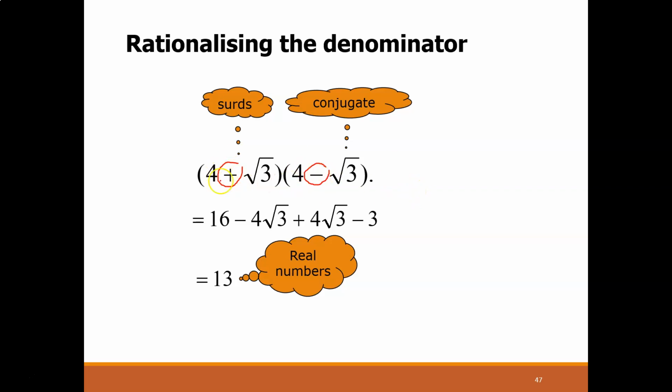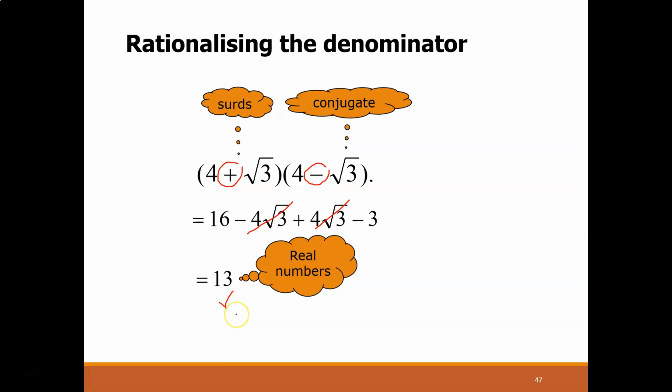So now you can expand it. 4 times 4 you get 16. 4 times negative surd 3 you get this one. Then surd 3 times 4 you get this one. And then surd 3 times surd 3 you get negative 3 because of this plus and minus. That's why you get negative. So now you can simplify it. 16 minus negative 3, you get 16 plus 3, sorry, you get 19. And this one you can cancel out. So this is the answer.